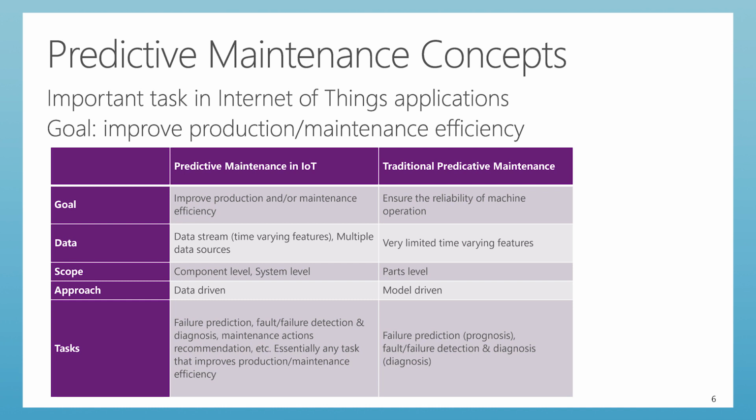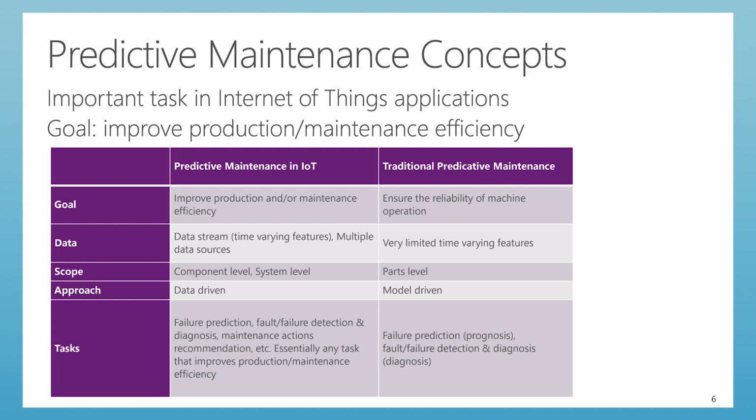So then why do we want to raise this question again? Because nowadays we are in this Internet of Things era. In many Internet of Things applications, predictive maintenance is one major task. For example, in industrial Internet of Things applications, we want to maintain machine parts, right? The main goal is to improve the production or maintenance efficiency.